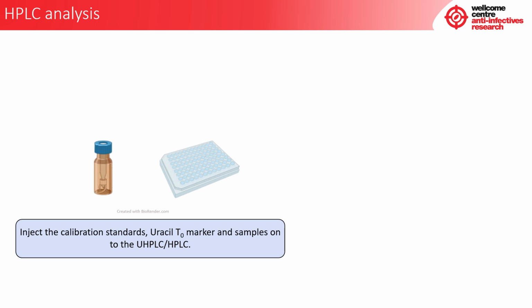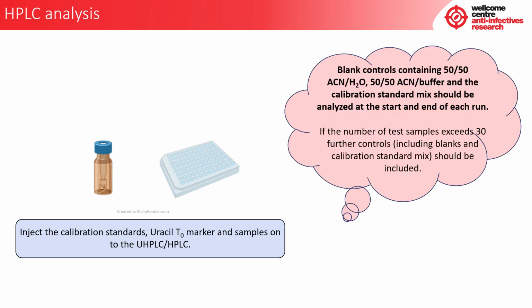Once the HPLC method is set up, you can now inject your calibration standards, a uracil T0 marker and samples onto the HPLC. Blank controls containing 50/50 acetonitrile water, 50/50 acetonitrile buffer, and the calibration standard mix should be analysed at the start and end of each run. If the number of test samples exceeds 30, further controls including blanks and calibration standard mix should be included.